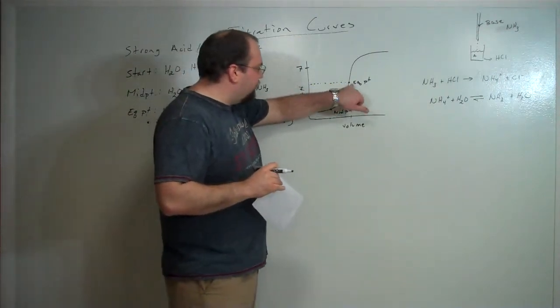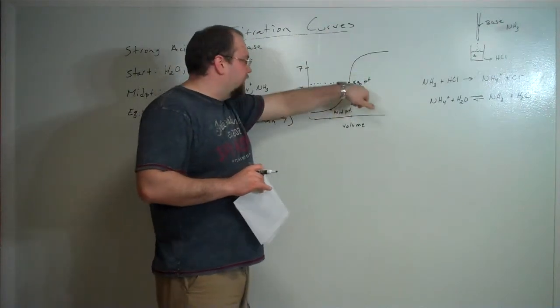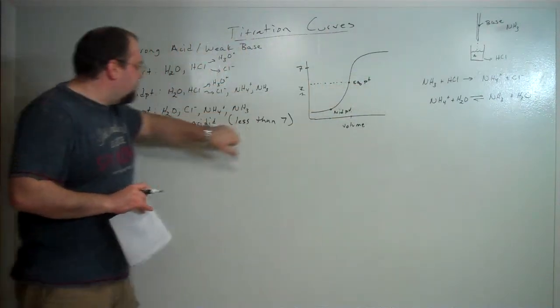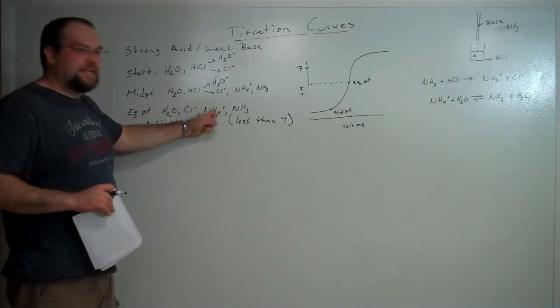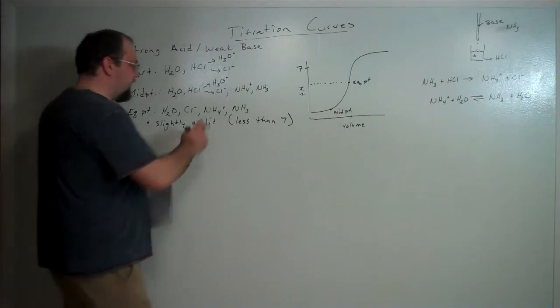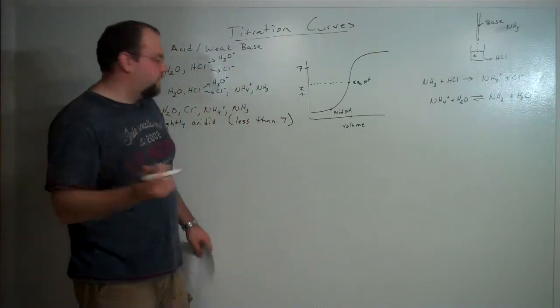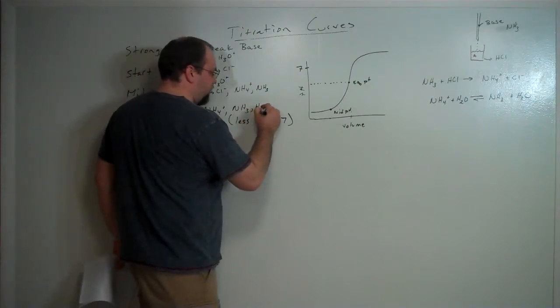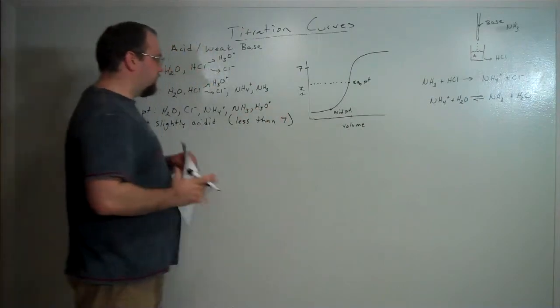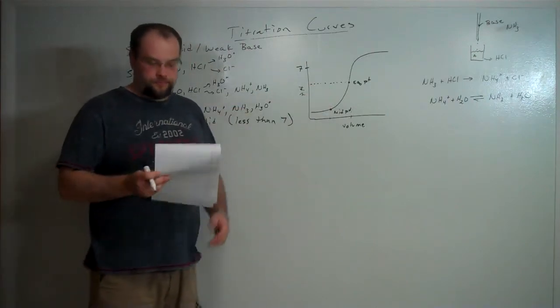Even though my acid and base have been added in equal amounts, the solution is acidic because I have a conjugate acid. And when it dissociates, it produces a hydronium. It's in very small amounts, and it makes the solution acidic.